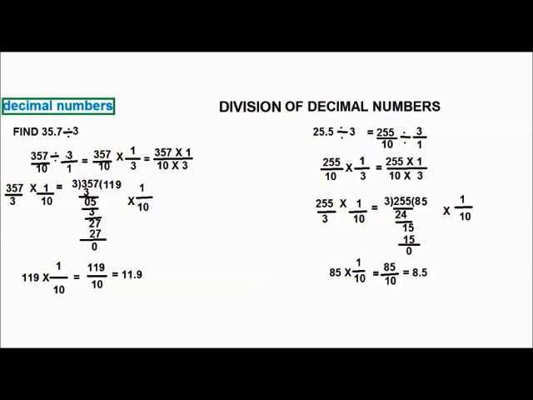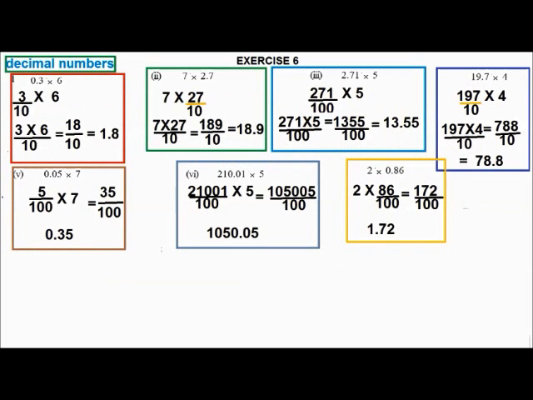Here division with 35.7 divided by 3. So 35.7 can be written as 357 by 10 divided by 3 by 1. Now 357 by 10 multiplied with the reciprocal of 3 by 1, that is 1 by 3. So 357 by 10 into 1 by 3 becomes 357 by 30. So now it will become 11.9. Now follow all these problems.